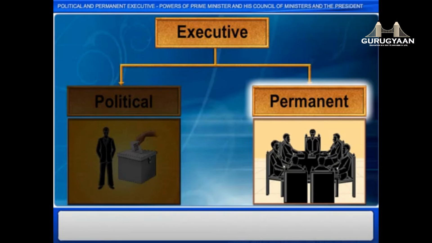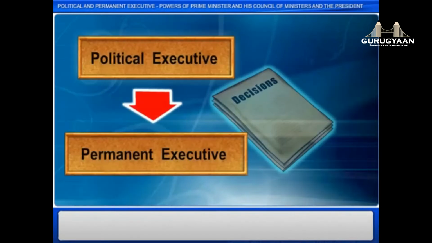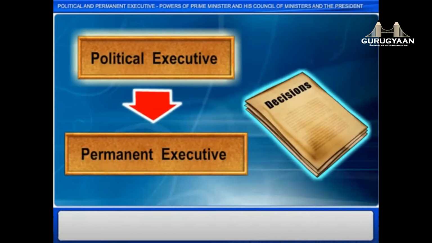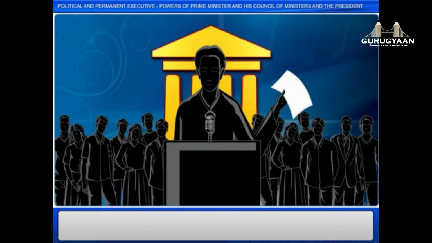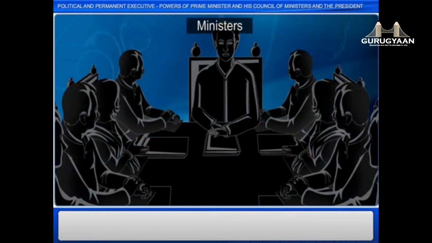The permanent executive is also called the civil services. They work under the political executive and help in the administration. The political executive has more powers and the final say in all important decisions. The ministers make the final decision, as they are the representatives of the people. This is what happens in a democratic form of government. The ministers consult experts and then make decisions based on the overall objective of the government.